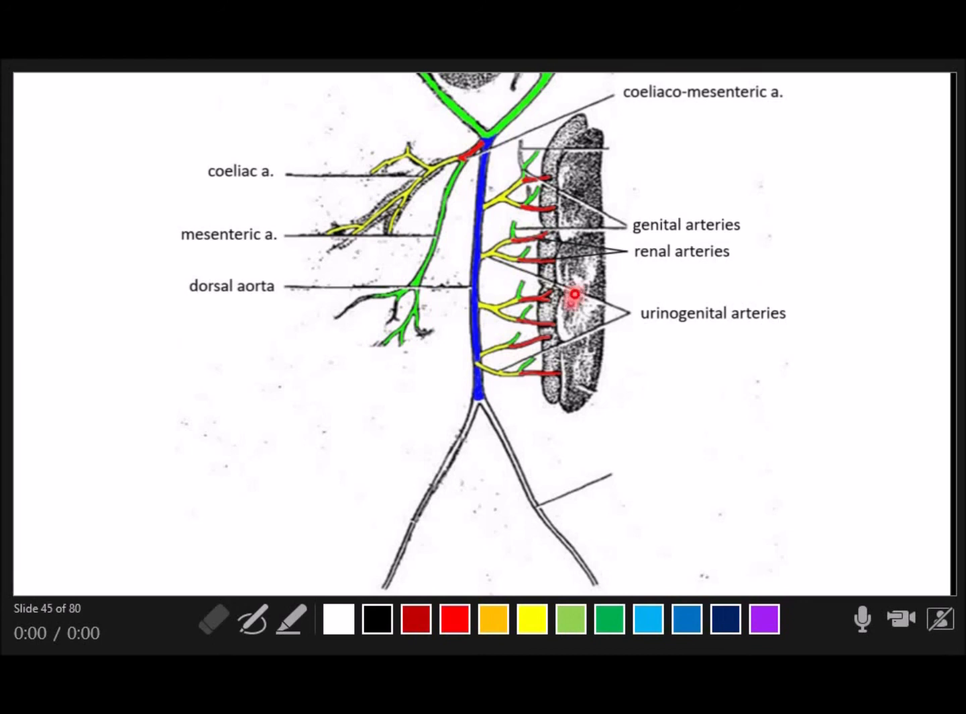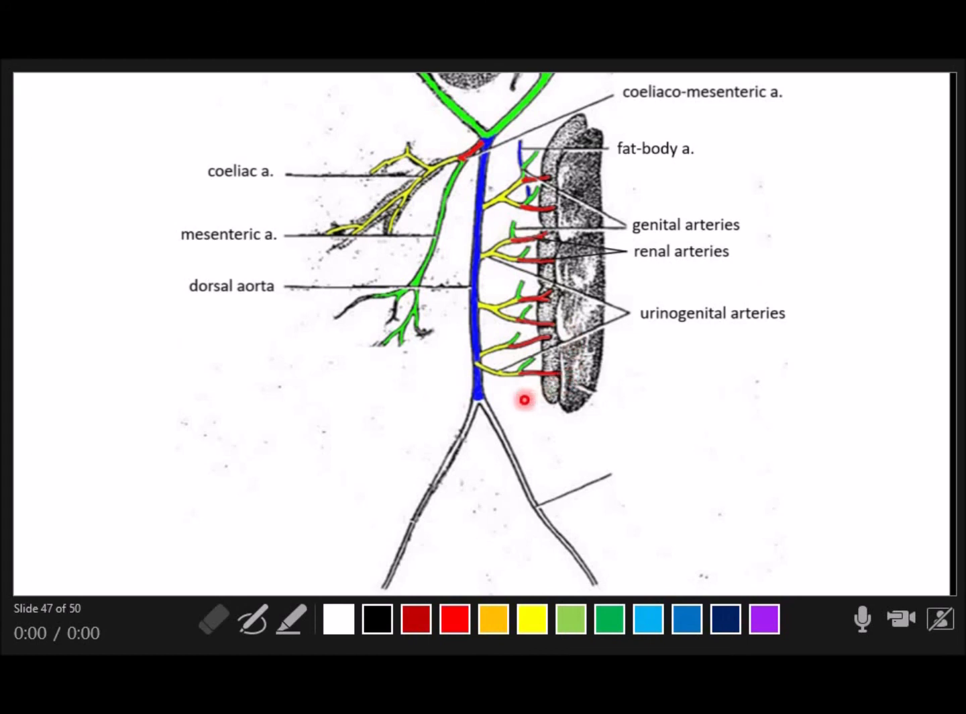And finally, we have a branch from the genital arteries. These branches, let me color them with blue. We call them fat body arteries because they supply the fat body with oxygenated blood.